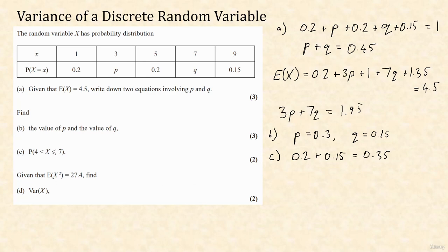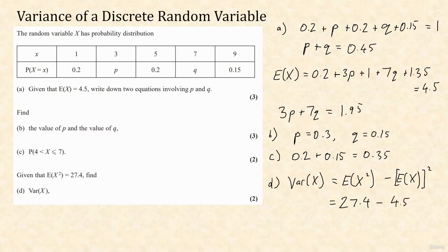Finally, we want to work out the variance. Now, they've told me already for free that the expectation of x squared is 27.4. So I know that the variance of x is the expected square minus the expectation all squared. And we have all of this available to us. The expectation we knew was 4.5 because they told us earlier in the question. So I'm just going to work out 27.4 minus 4.5 squared, and the answer is 7.15.